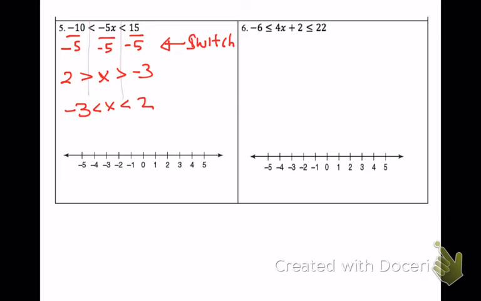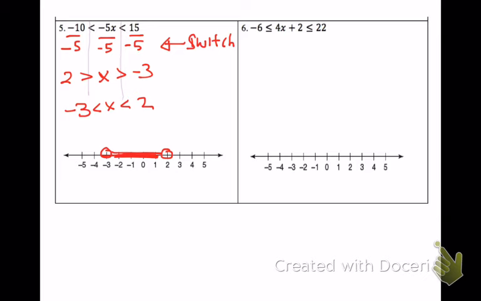So -3, I'm going to put an open circle. 2, I'm going to put an open circle. And it's everything in between. So when it's already in compact form, it's actually a lot easier to graph. You just put everything in between the 2 numbers that you're given and just decide open or closed circle. Let's go ahead and do the next one.